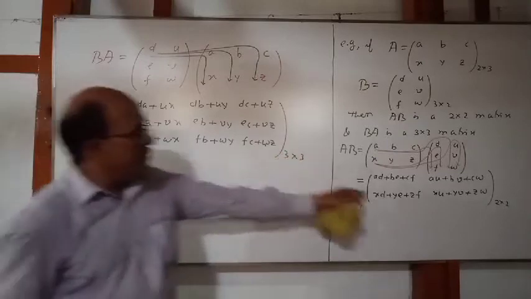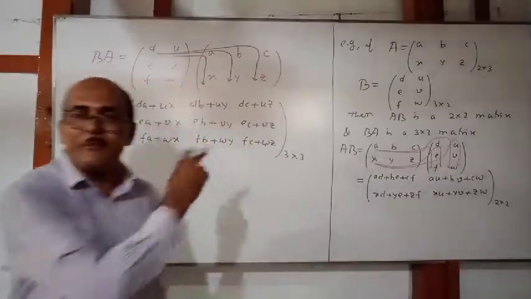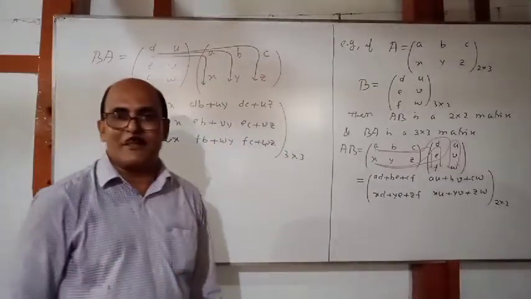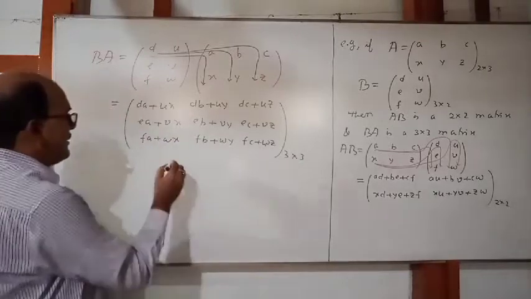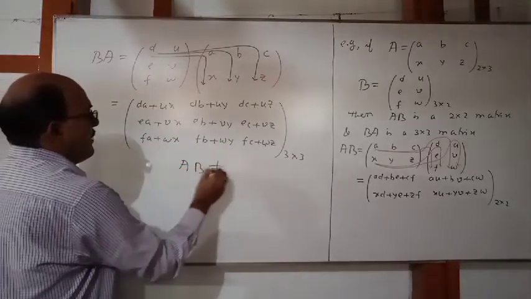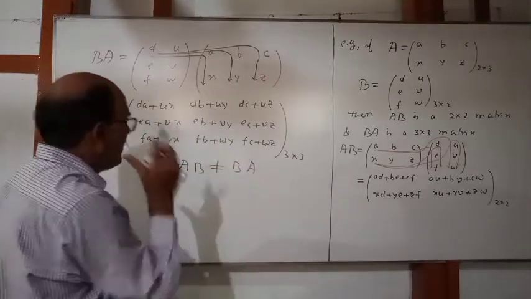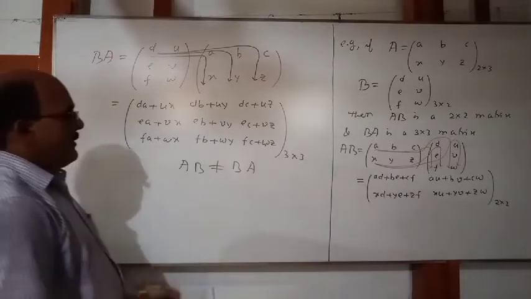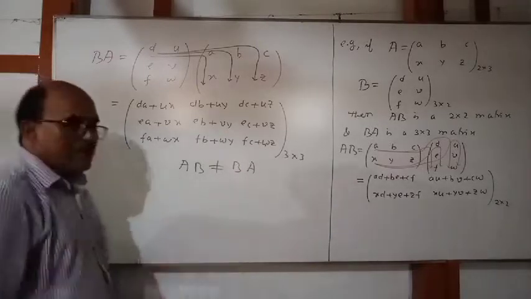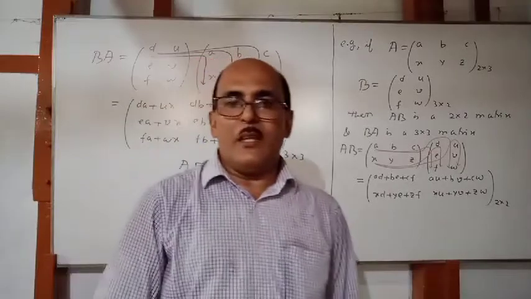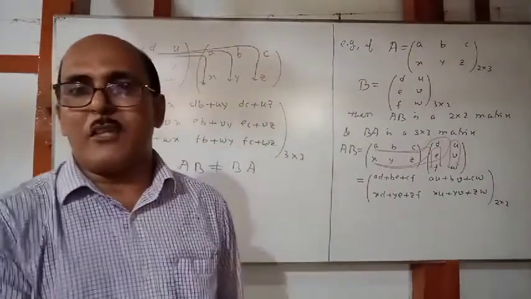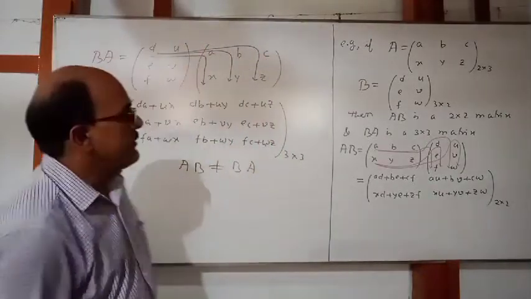See, AB is a 2 by 2 matrix and BA is a 3 by 3 matrix. Sizes are not same. So in this special case, AB not equal to BA. But if A and B are square matrices, of course AB and BA will be of same size and yet they may not be equal. We shall see later, they may not be equal.